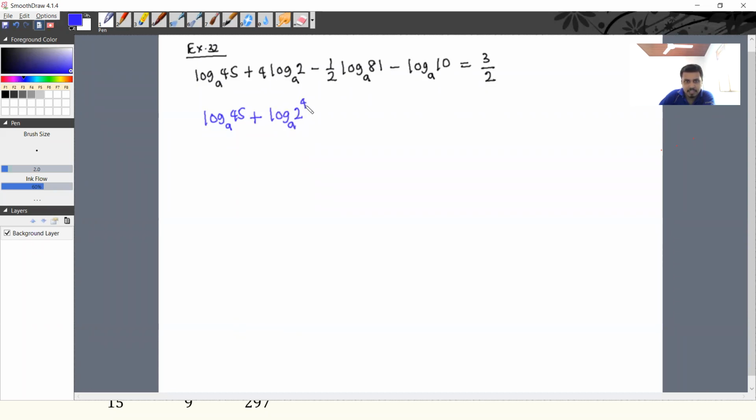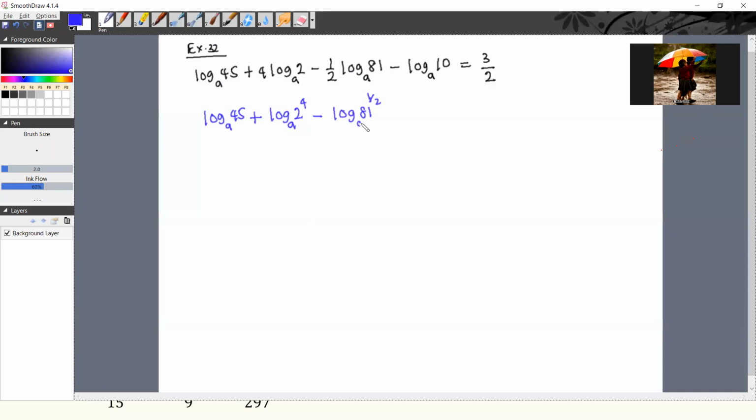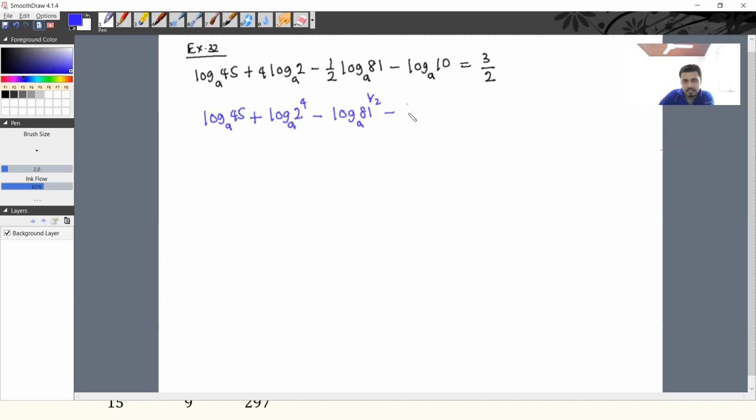I can write this as a power value using the third law that we have discussed. So the third term also we should be able to rewrite as log of 81 to the power 1 over 2 to the base a. Then it will become log of 81 to the power 1 over 2 to the base a minus log of 10 to the base a equals 3 over 2.